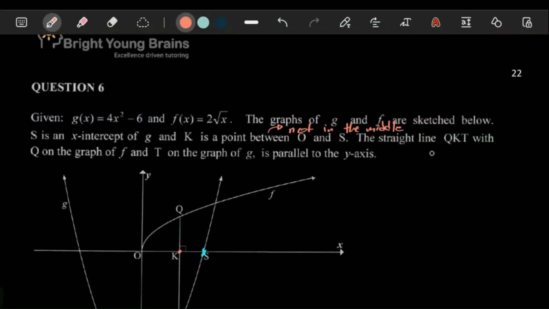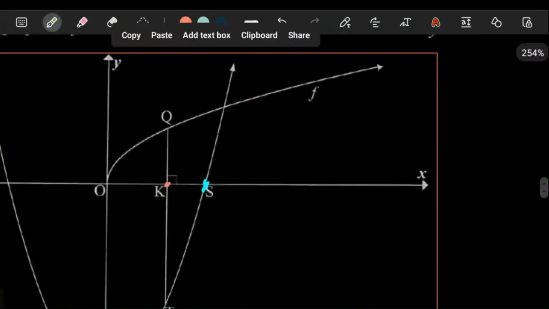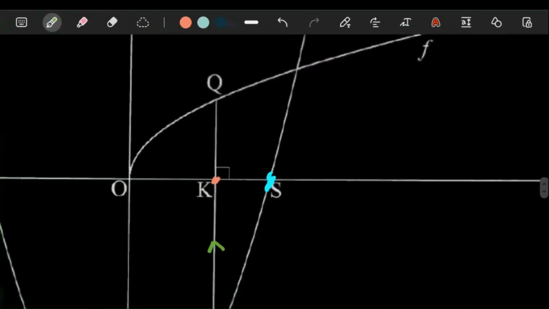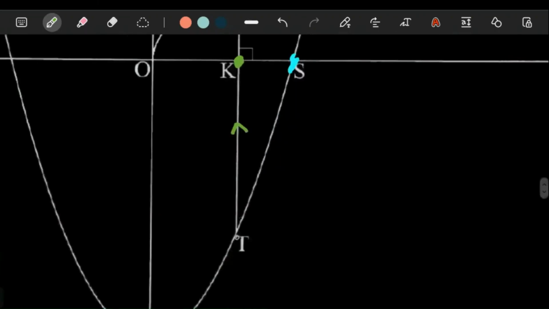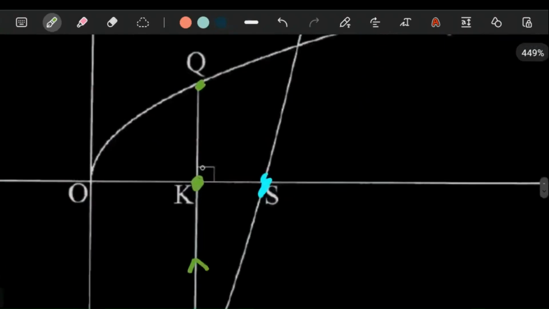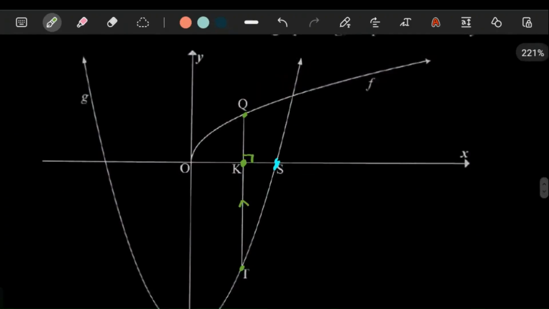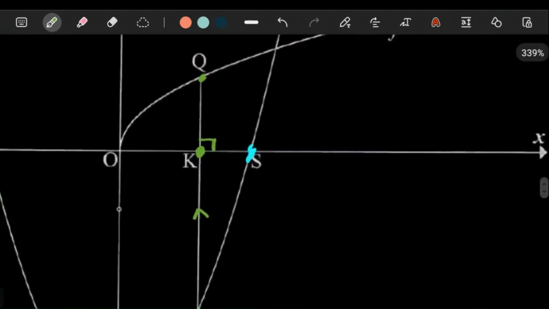It says here the straight line QKT, with Q on the graph of f and T on the graph of g, is parallel to the y-axis. So the reason why this is important is because this is what keeps us knowing that the x value up there is the same as down there. They did not have to tell us this. This here was enough to tell us that this line is parallel with the y-axis. But they've told us, so that's still nice. These here, we know that they're parallel.